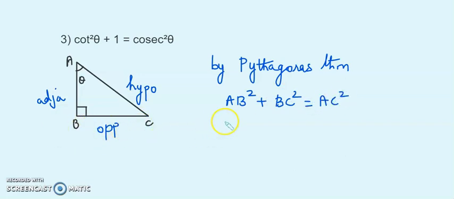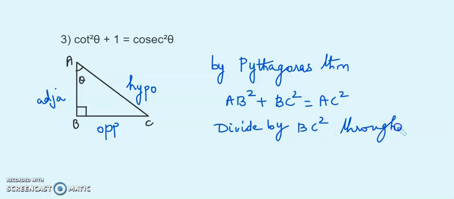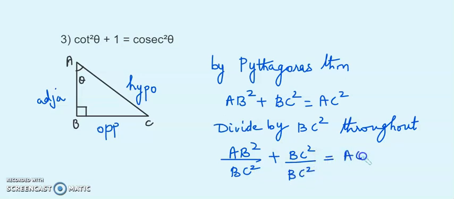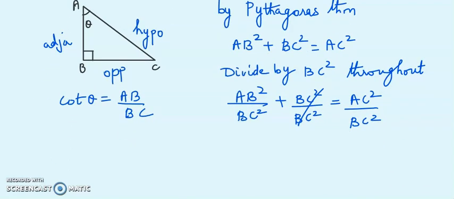Which is the opposite side? BC. So we are going to divide by BC square throughout. So what will we get? AB square divided by BC square, plus BC square divided by BC square, equals AC square divided by BC square. This will go off. Now first let's understand here. Cot theta is adjacent upon opposite, so AB upon BC. And next is cosec theta. Cosec theta is hypotenuse upon opposite.